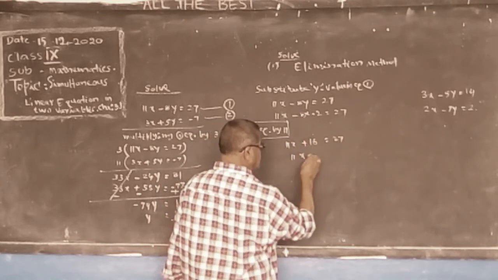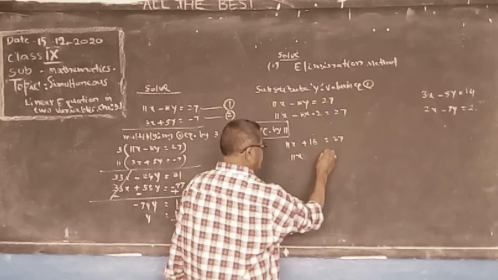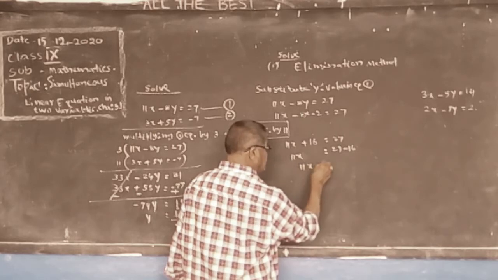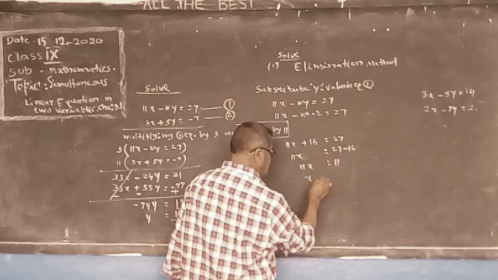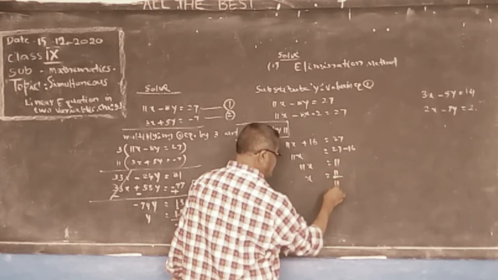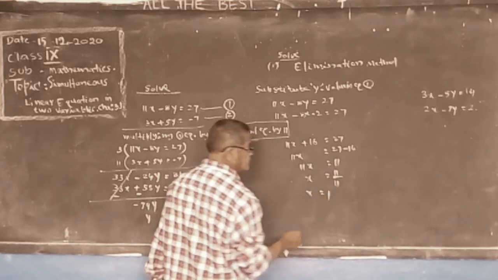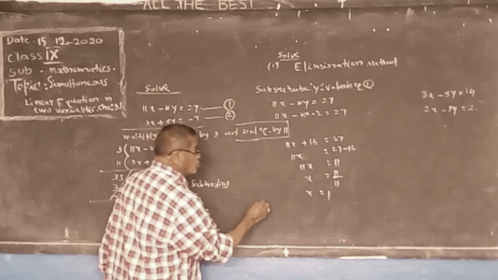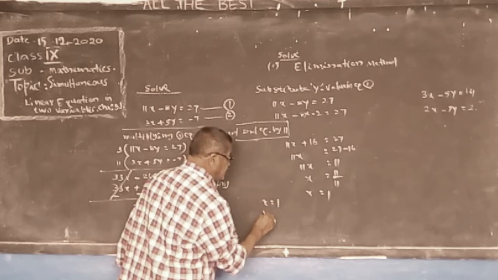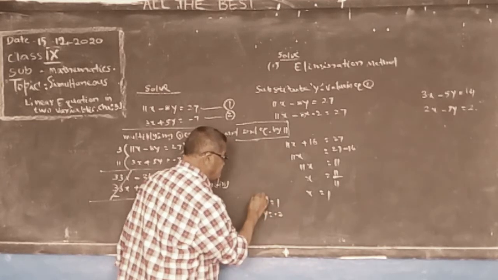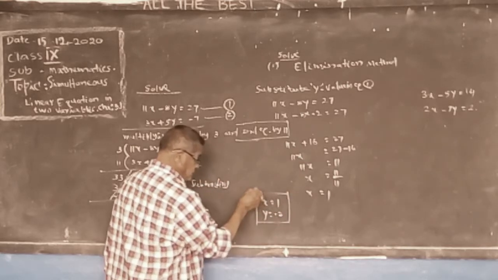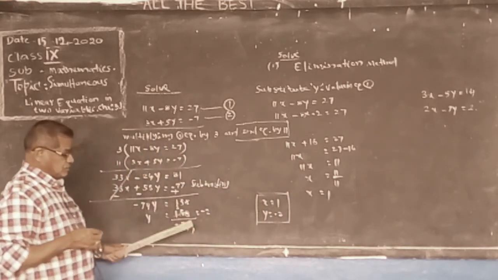11x is equal to 27 minus 16. 11x is equal to 11. x is equal to 11 by 11. x is equal to 1. So we get two values: x is equal to 1 and y is equal to minus 2. Check the result.